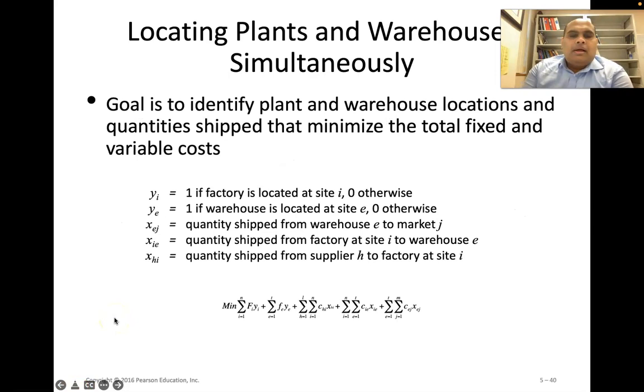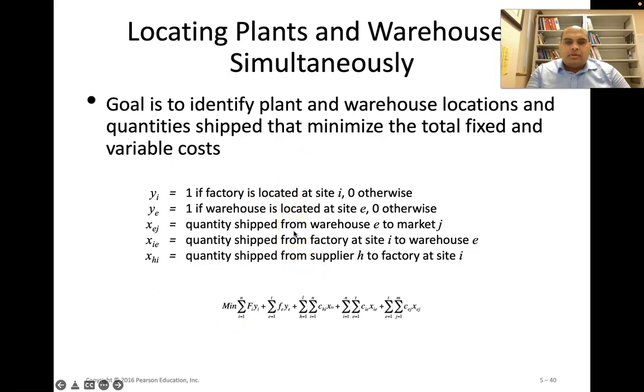Like I was saying, there are multiple sets of decision variables that we need to look at. So in the previous case, we had 2 sets of x variables and one set of y variables. Each stage of supply chain has a set of x variables. X variables are essentially variables that tell you how many units are shipped from one stage to another, and y variables tell you whether a particular plant was open or not. In this case, we'll have 2 sets of y variables and 3 sets of x variables.